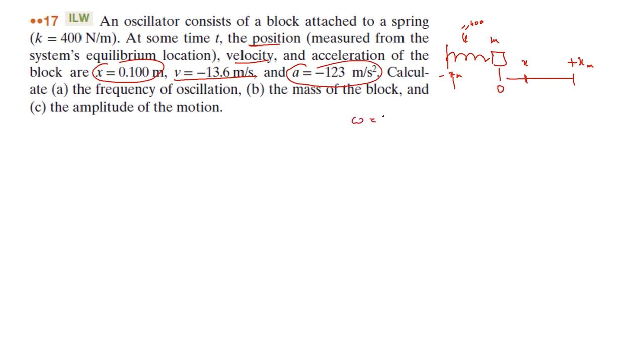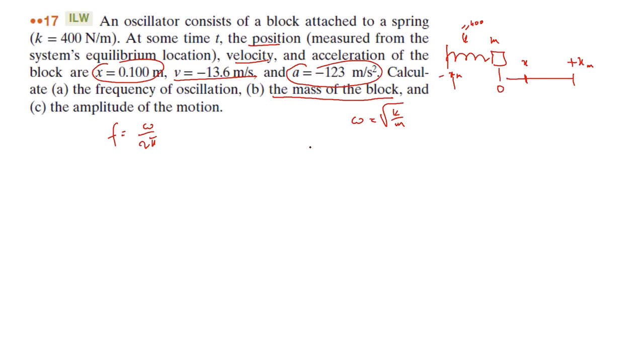You know that omega is the square root of k divided by m. I know k, but I don't know m, so I cannot use this formula because m is the second question. And by the way, frequency f is just omega divided by 2 pi, right? So if I get omega, I will get the frequency in hertz. I just divide by 2 pi. So that will not help. So what should I use?